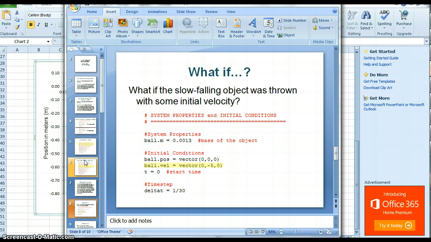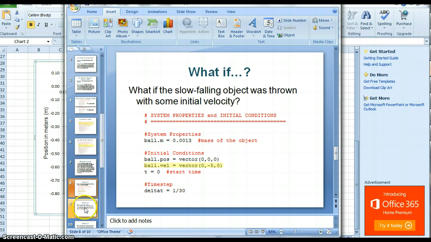And so then this leads to the what if. So what if the slow falling object was thrown with some initial velocity? Well, I wrote a program for that, and the only thing that changes in the program is that the initial velocity right here would just have a different value. It wouldn't be 0. So I would just put -5.